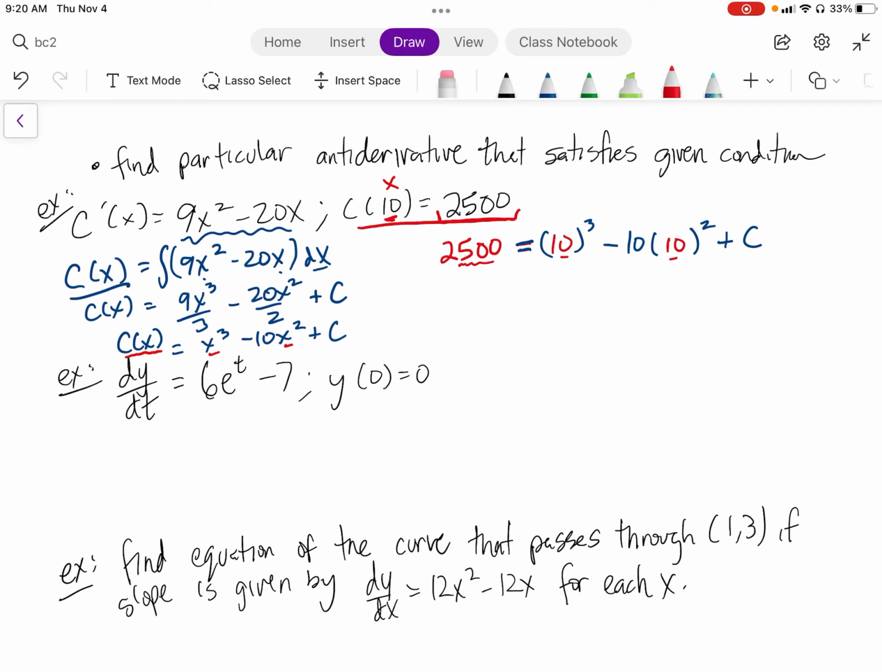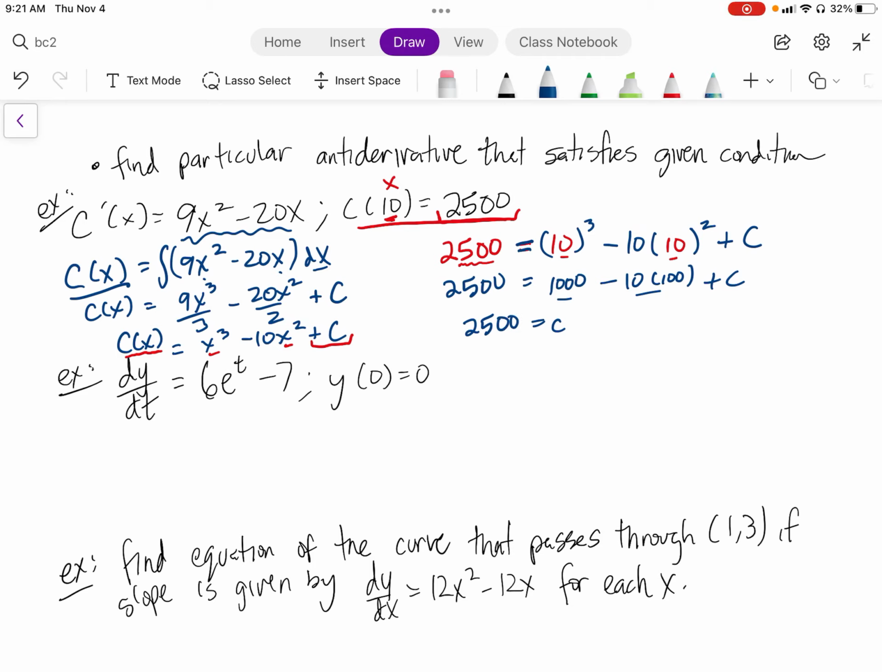So why do we need this? Well, because I want to know what C actually is. I want the function. I could find this function because I know this value here. So now we multiply this all out. This would be 10 to the third, which is 1,000, minus 10 times 100, which is 1,000, plus C equals 2,500. Well, 1,000 minus 1,000 is 0, so we get C equals 2,500.